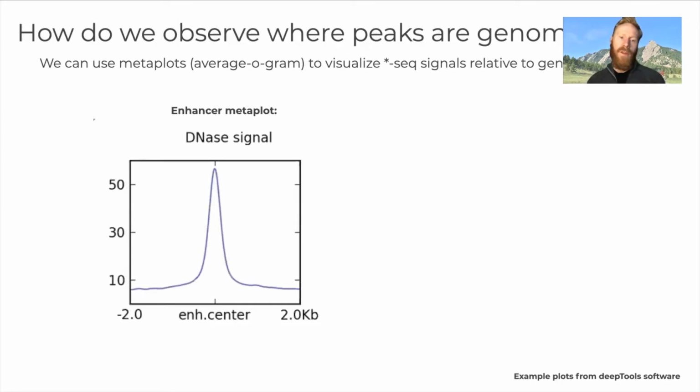Here we see in the center of this is the center of each enhancer in the genome lined up, and then the total signal for DNA hypersensitivity here in the y-axis. You'll often see these accompanied by a heat map where each enhancer in the genome is lined up as a row in the heat map, and the color is the signal in that enhancer.